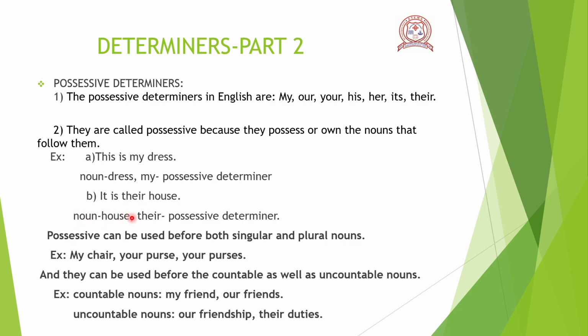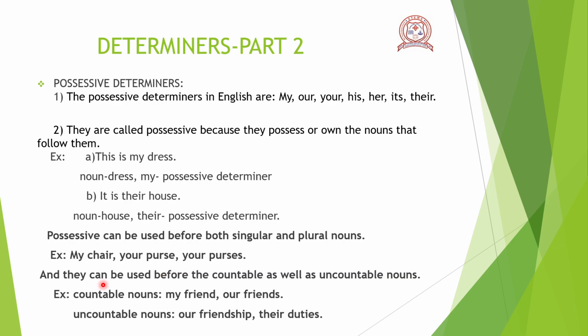which is a noun here. House is the noun and their is the possessive determiner. So why are they called possessive? Because they possess or own the nouns that follow them. Now next, possessive determiners can be used before both singular and plural nouns. Example, my chair, your purse, your purses.